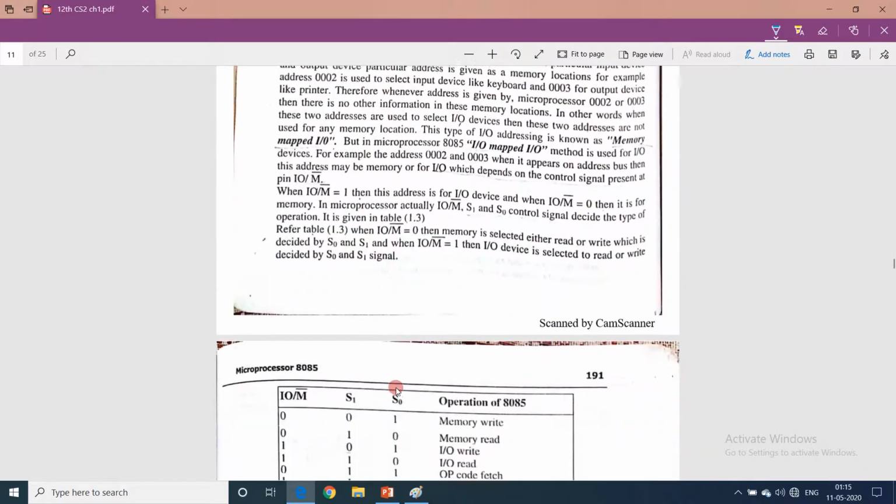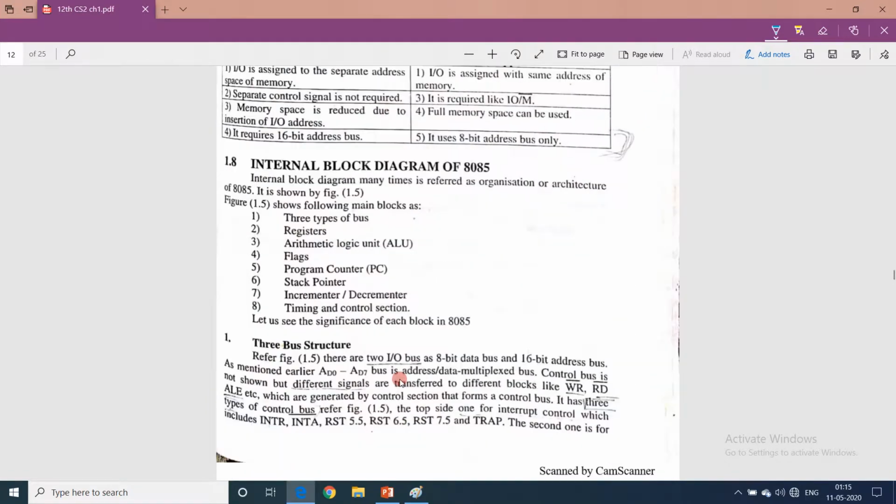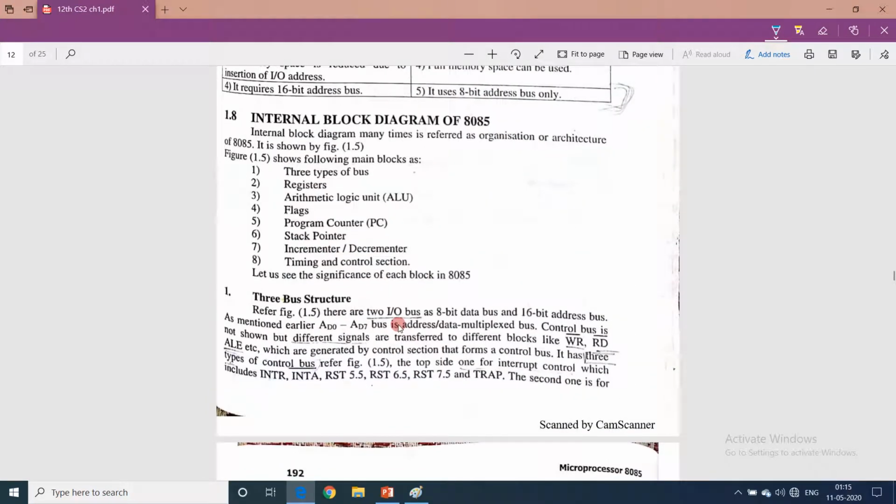Next, today we have to start with the internal block diagram of 8085. Internal block diagram. If you remember, we have already done the generic block diagram of a generic microprocessor. Here we are going to learn about the internal block diagram of the 8085 microprocessor.